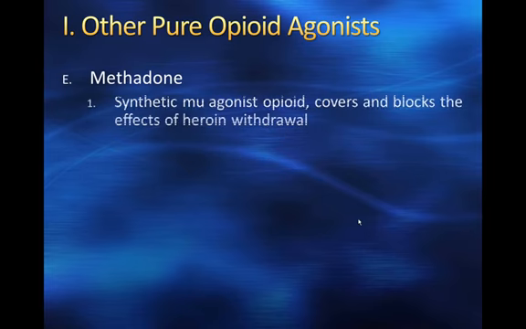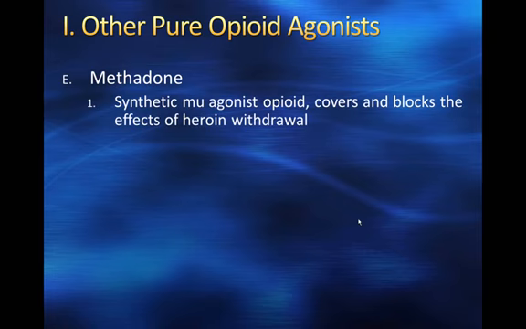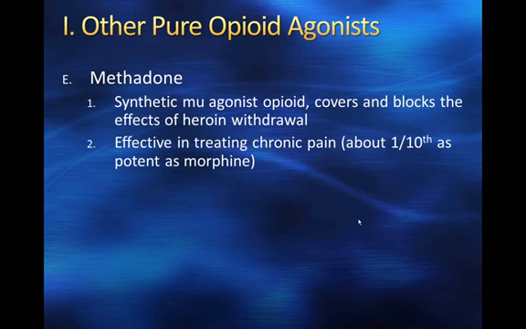Methadone is another pure opioid agonist. It's a synthetic mu agonist. Covers and blocks the effects of heroin withdrawal. And in fact, that's usually what it's used for, as an adjunctive therapy to get people off heroin and onto methadone, and then hopefully eventually completely off of drugs. It's effective in treating chronic pain, about 1/10 as potent as morphine, so it has less likelihood to have abuse in the first place because it's not as potent.